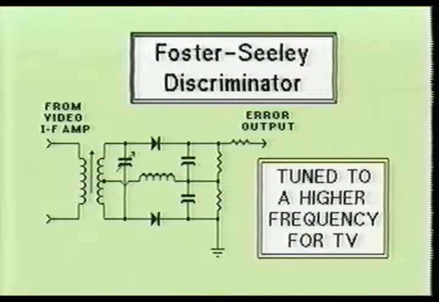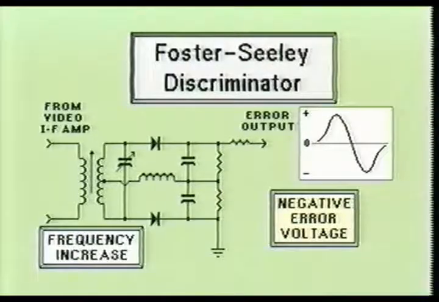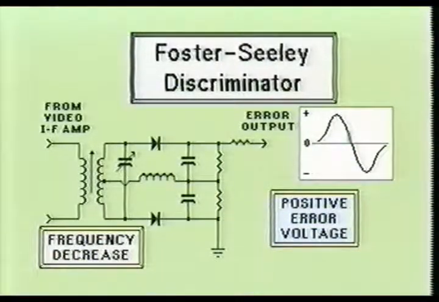In the television system, the Foster-Seeley discriminator is tuned to a higher frequency and receives its input from the video IF amplifier section. When the discriminator detects a rise in frequency, it will output a negative error voltage in proportion to the shift in frequency. If the discriminator detects a decrease in frequency, it will provide an error voltage of a positive proportion.